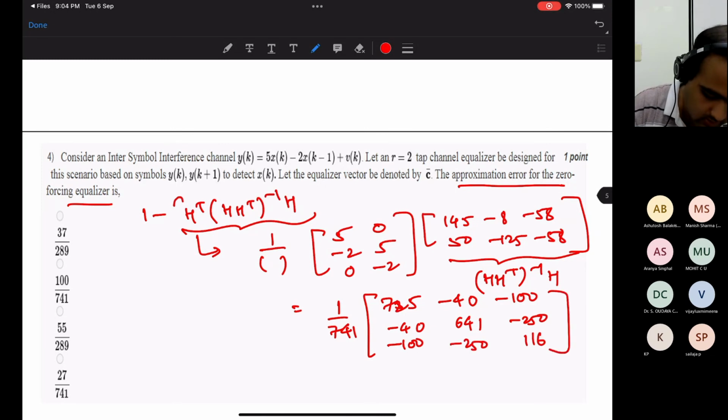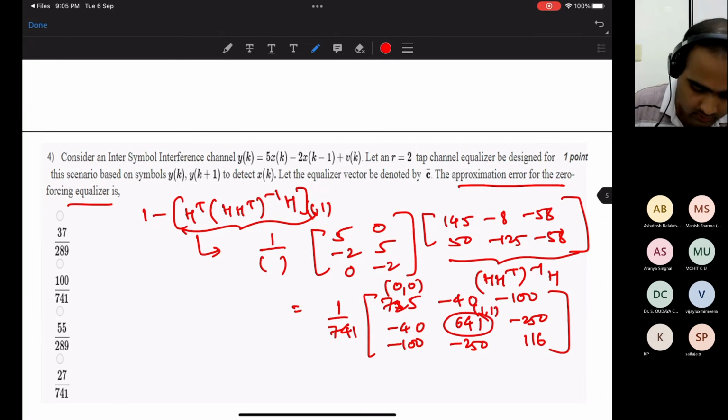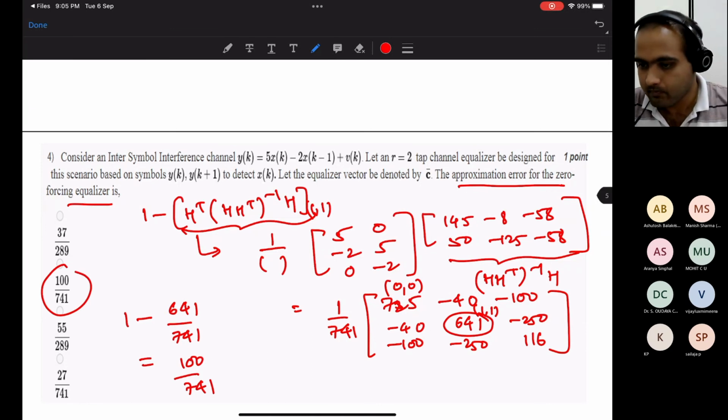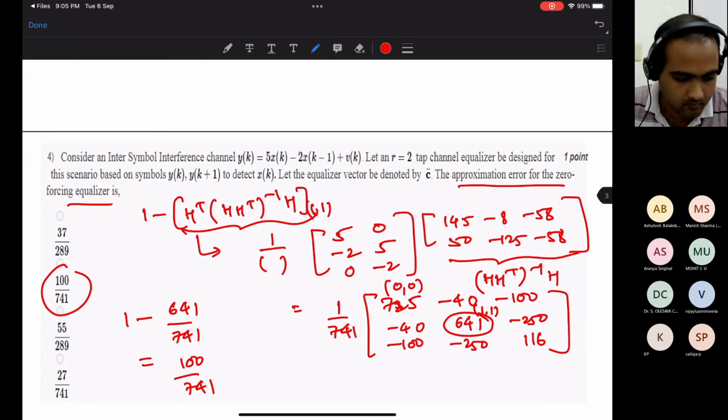So now we need the 1 comma 1 position of this matrix, right? And the counting starts from 0. So this is basically my 0 comma 0 element, and this is my 1 comma 1 element. So 641 is my 1 comma 1 element. So we will be doing 1 minus 641 over 741, and this is basically 100 over 741, which is my approximation error. So any doubt in this question? No doubts? Right.